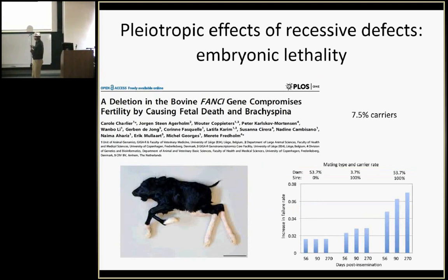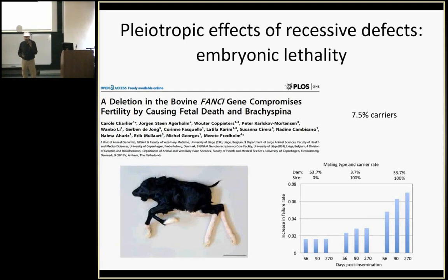So this is another example of pleiotropy from another breed, but which was for us very interesting. So this is called Hashispina, so it's a developmental defect due to a mutation in the Fankai gene. And so this mutation has, the carriers represent 7.5% of Holstein Friesian, of which there are millions of animals, tens of millions of animals. To find these cases, we really had to find.